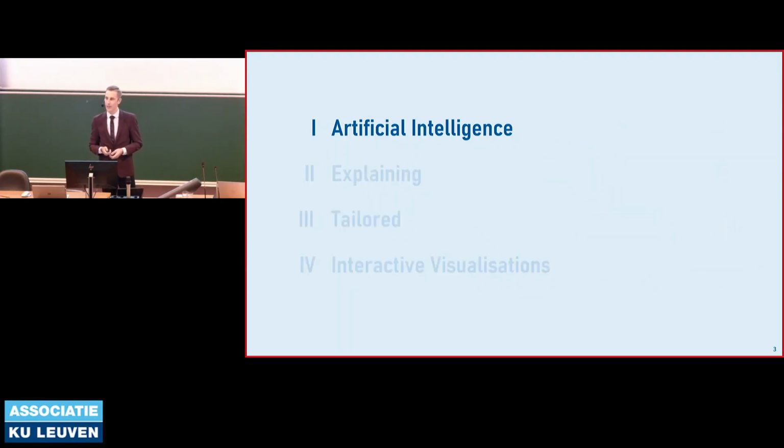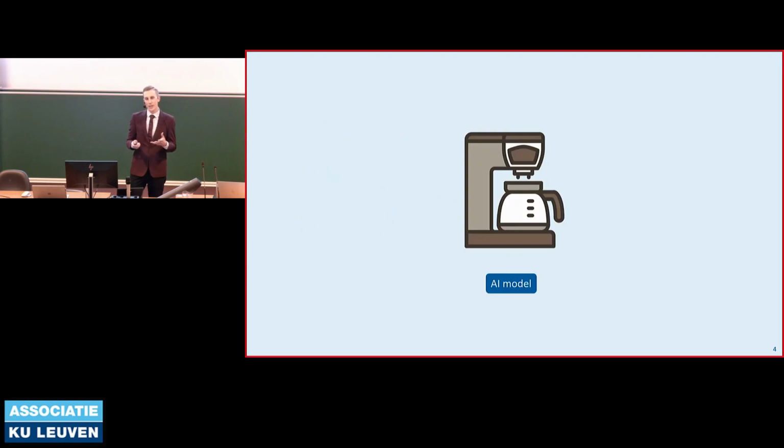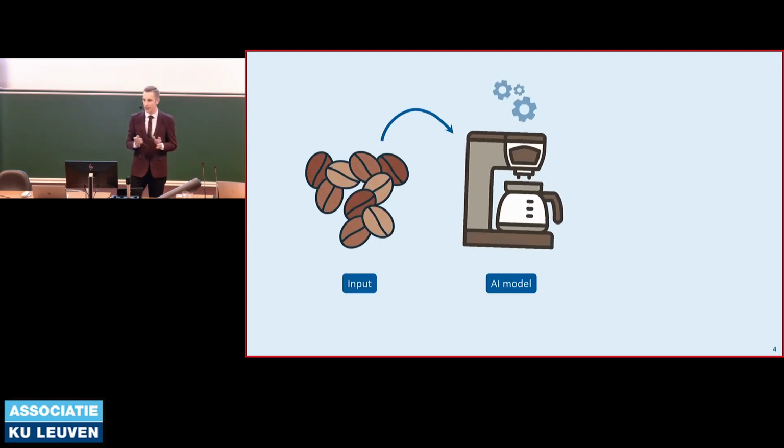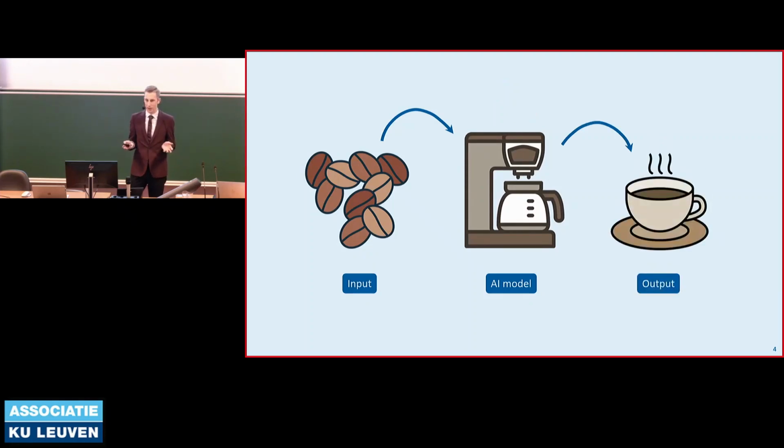So let's start with artificial intelligence. I'm sure we've all heard about artificial intelligence. I always compare an AI model with a coffee machine. So you just put something in, and something comes out after it does something. So this is exactly what an AI model is doing, and there's all sorts of AI models that can work for all sorts of inputs and can do all sorts of things.